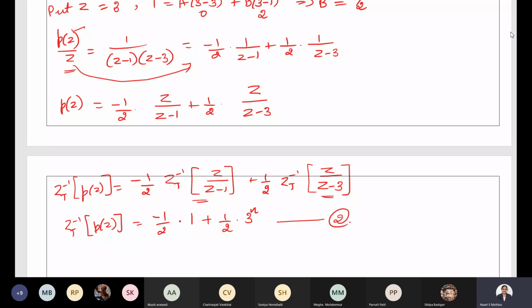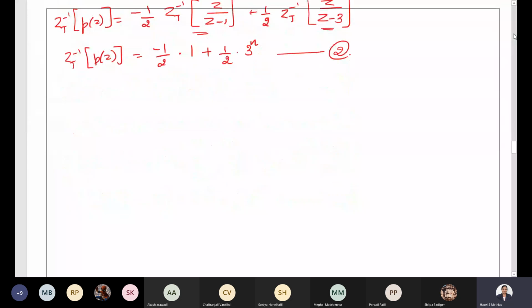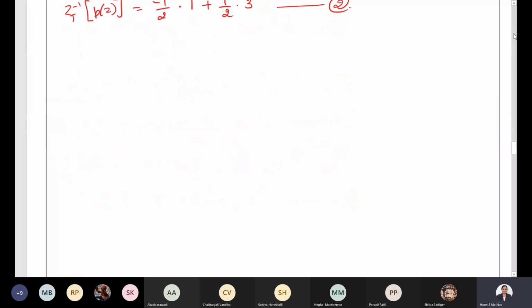So let's take this as 2. Okay, so here it is, P of z. We have to find the inverse z transform of this P of z as well as Q of z. Inverse z transform of P of z we found out. Now this is pending. We need to find the inverse z transform of z divided by z minus 3 into z minus 1 whole square. Now let's find the inverse z transform.